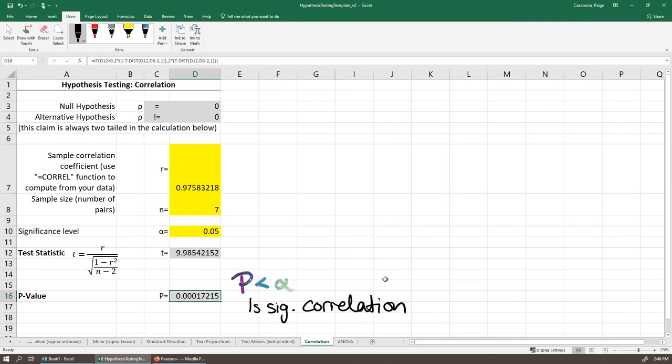this means that there is significant correlation. So that would just be the hypothesis test version of determining that.